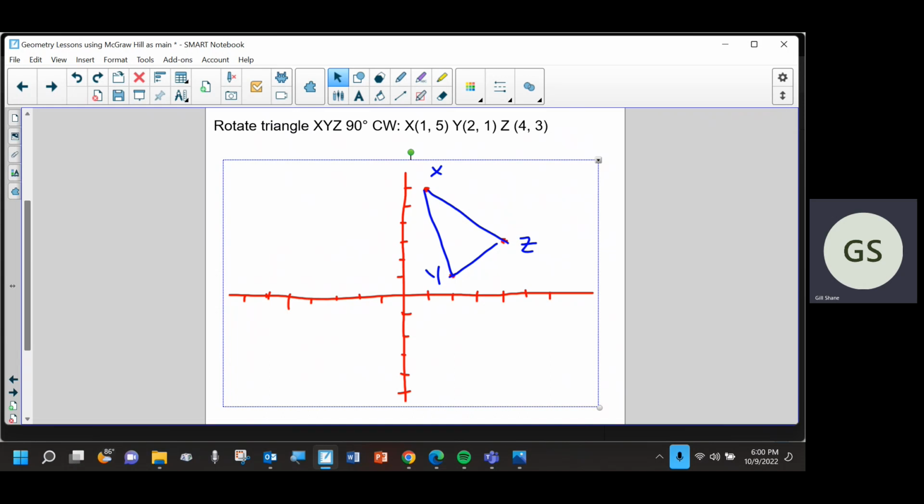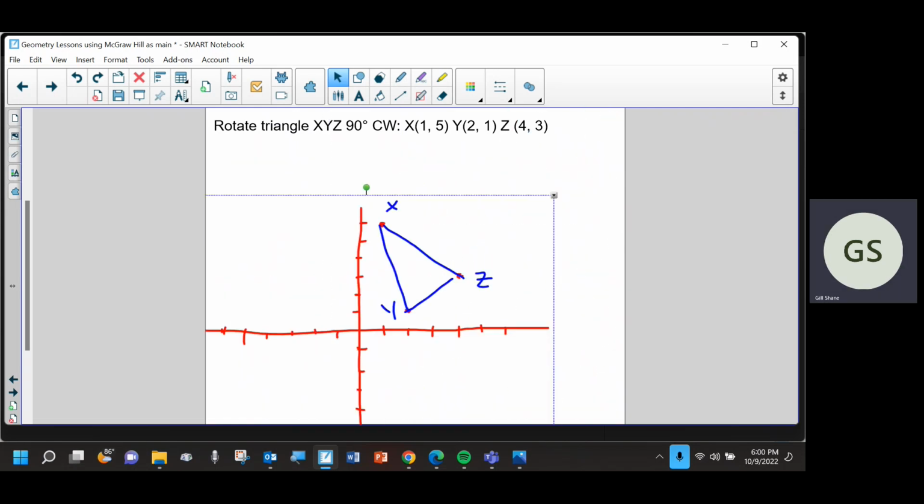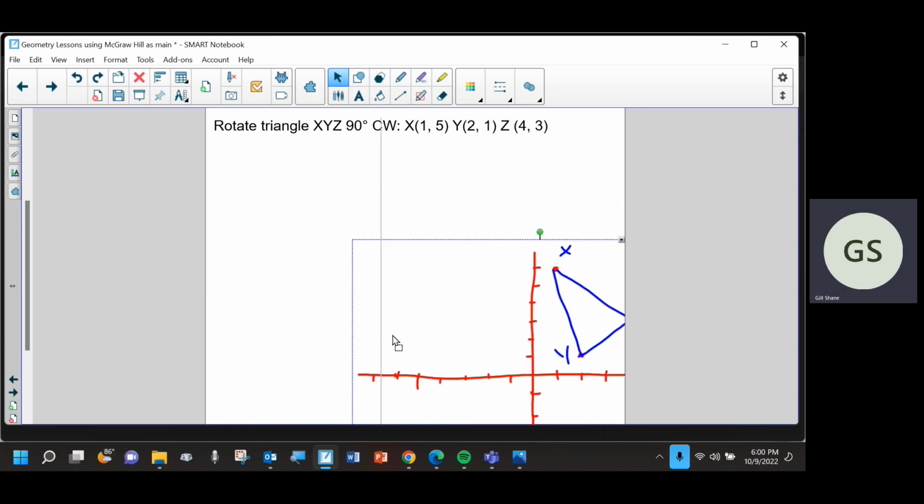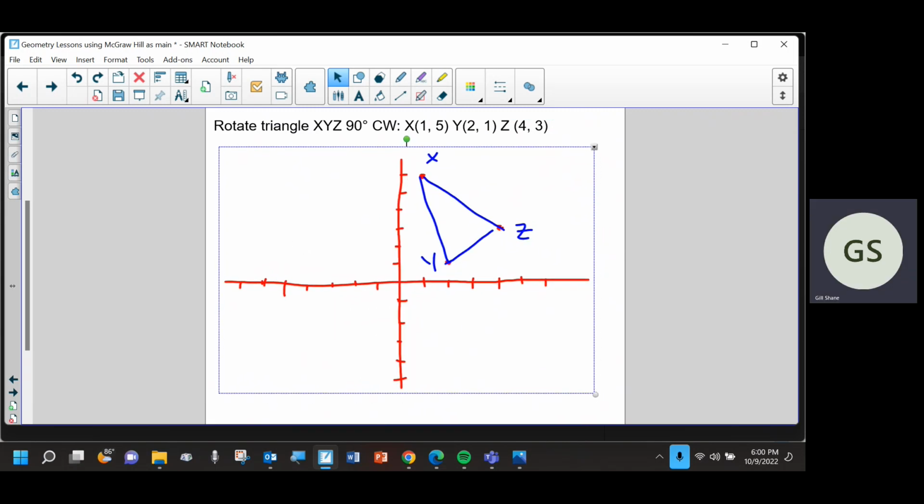Clockwise would mean this figure would go down one quadrant. That would be clockwise. Clockwise is this way, like that. You'll see when I spin it even better. 90 degrees means only one quadrant. So I'm going to be moving this down into the lower right quadrant, quadrant 4.